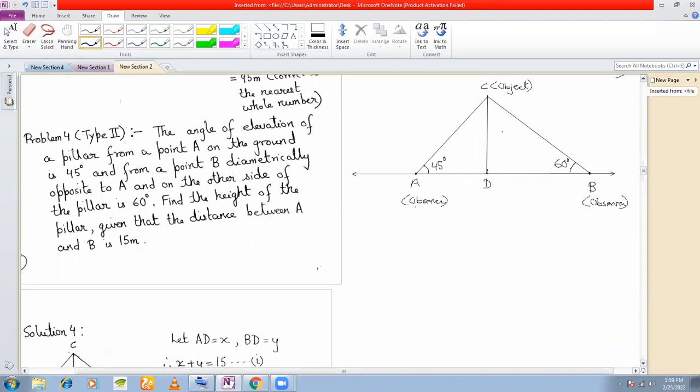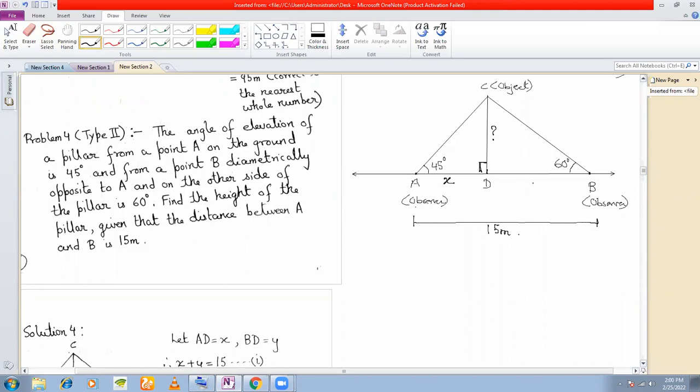Just as I told you, this time you will have to find the height of the pillar CD, given the distance between A and B. This distance between A and B is given to be 15 meters. Now in this, again, the concept remains exactly the same. We are going to use these two right angle triangles, ADC and BDC, except that the unknown part has just changed. This time we have to find out the height of the pillar instead of the distance between A and B.